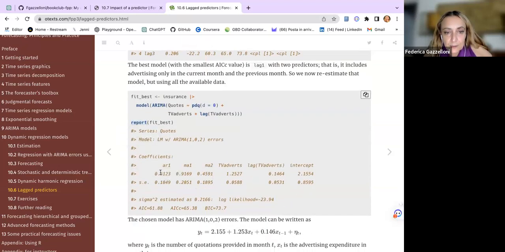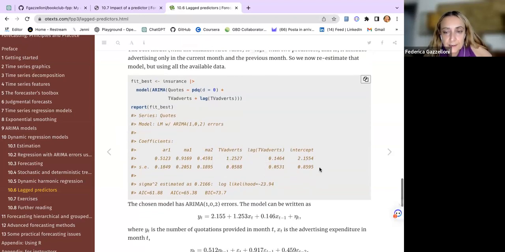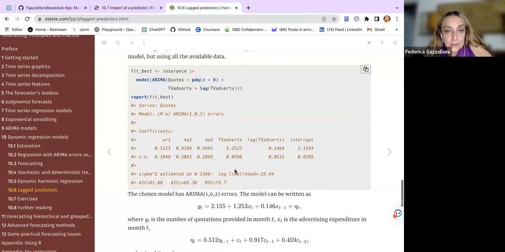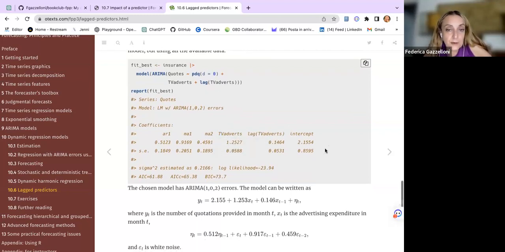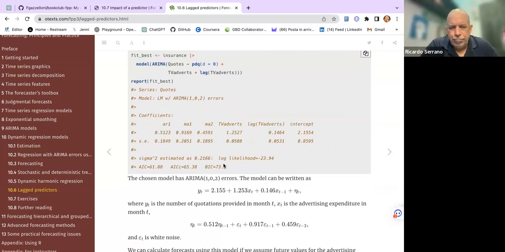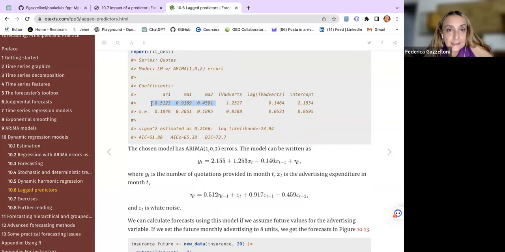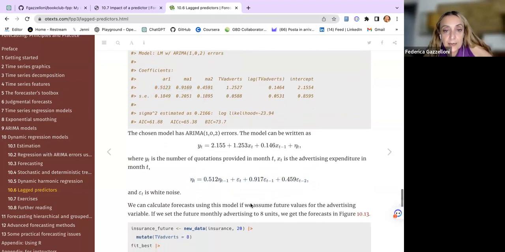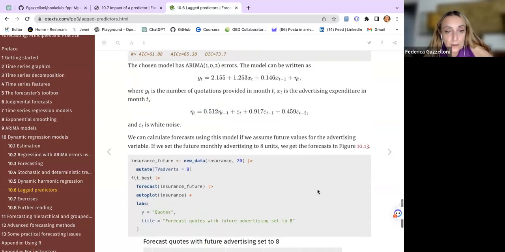We can see more specifically the estimation of the coefficients, the intercept, and the lag for the marketing, and the marketing itself, which is positive. So the coefficient is positive. If you increase the advertisement, you're supposed to have more quotations. And as well, there are these other parameters for the model error, for the noise that we apply to the model function.